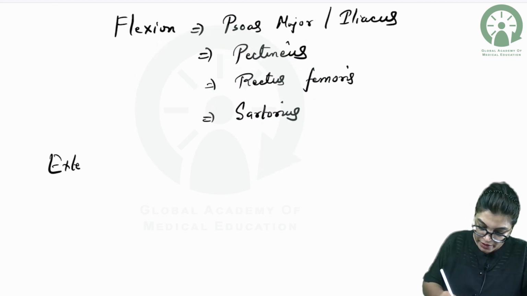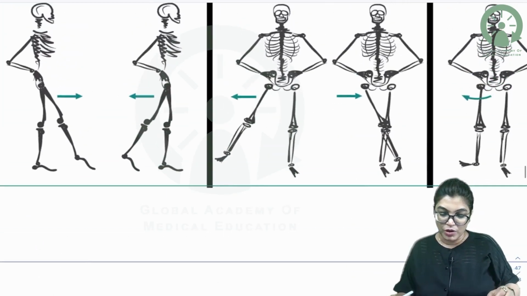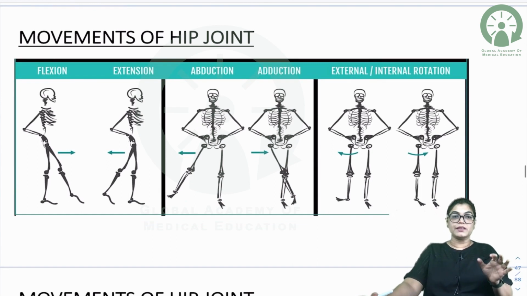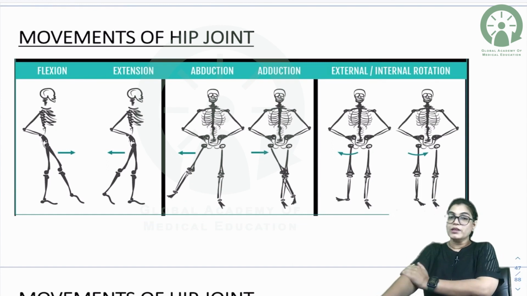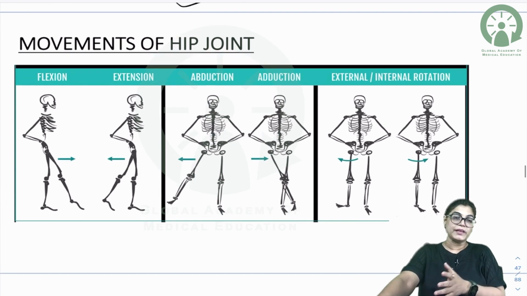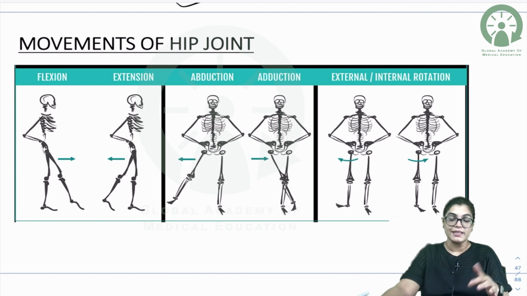Extension movement, actually it's very important to know all this. This diagram is showing the movements of the hip joint, you can appreciate it. As it is a ball and socket type of joint, the movement occurs in 3 degrees of freedom, 3 planes. Flexion, extension, abduction, adduction, medial and lateral rotation, all is possible on this multi-axial hip joint.